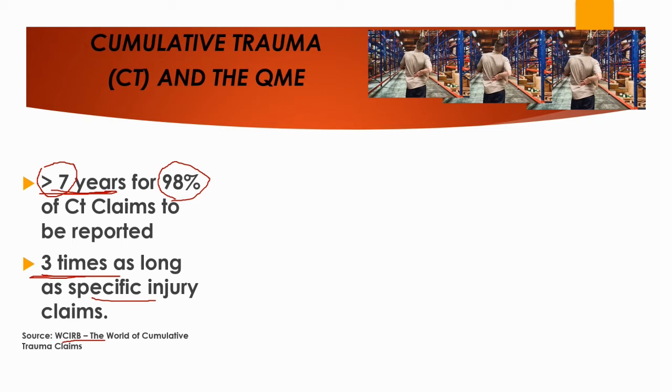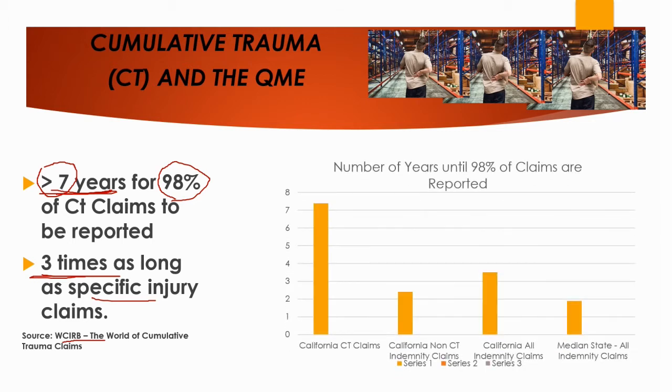And as we said, that 2 years, we described where the allowance under Labor Code 5402 allows for a delay in filing of even specific injury claims. But certainly for cumulative trauma injury claims, there basically is no statute of limitations during which these claims must be filed. And here, this is a chart that depicts this. This is a chart that depicts the number of years until 98% of claims are reported. And you can see here at 7.4 years, it takes 7.4 years for 98% of all cumulative trauma claims to be reported.